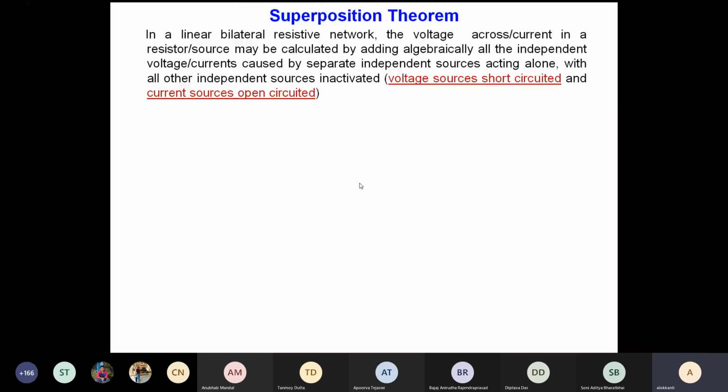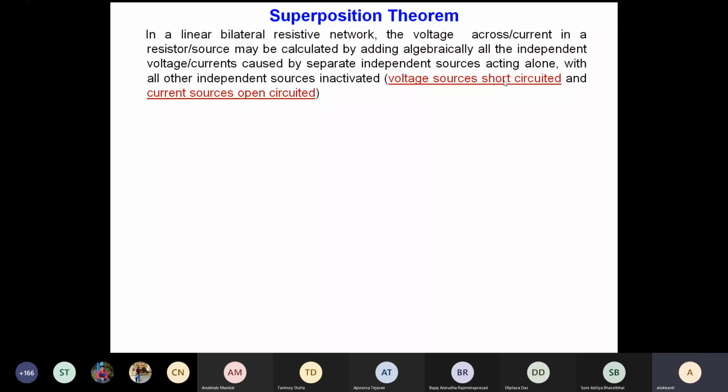So you have to consider one source at a time. Okay, if you have n sources, you have to basically solve the circuit n times. When you consider one source, you have to keep all the other sources inactivated. So by inactivated, what does it mean? If there is a voltage source, to inactivate means it has to be short circuited. So you remove the voltage source and connect a wire. Voltage sources will be shorted and current sources will be open circuited.